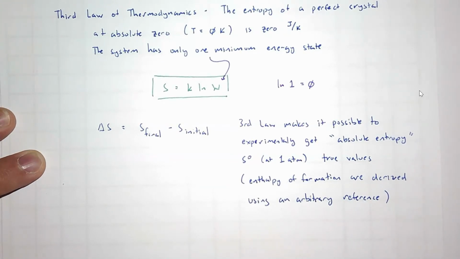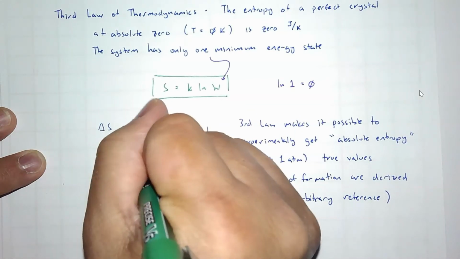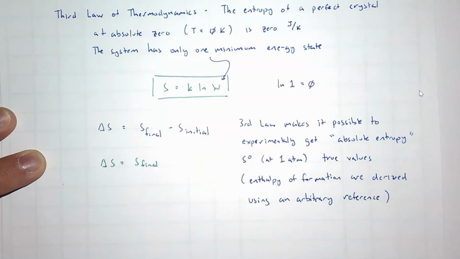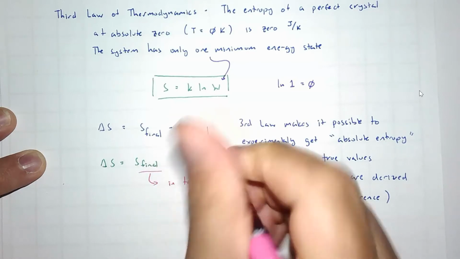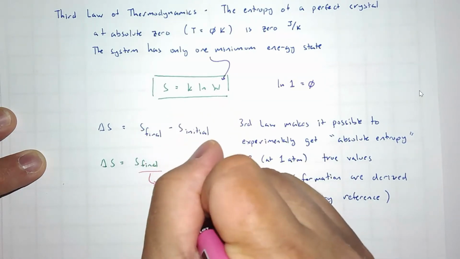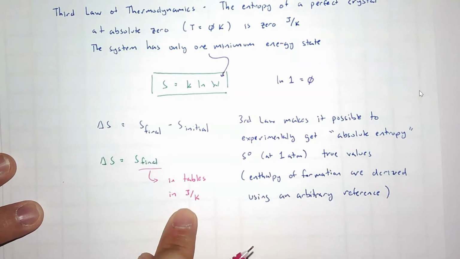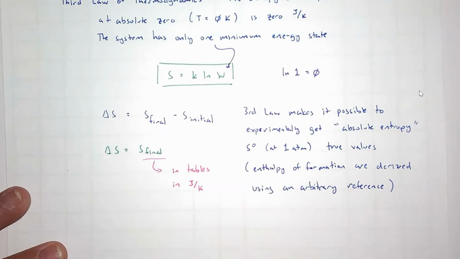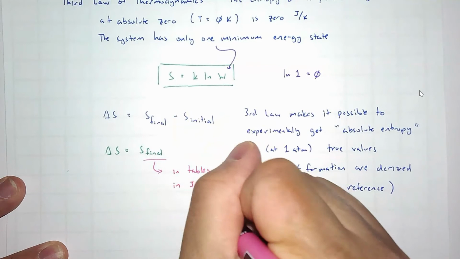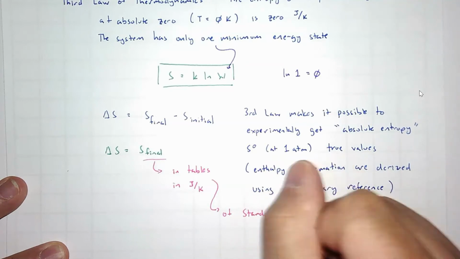Okay, what this means is that, again, if we start with the initial at absolute 0, then the delta S equals the S of the final. And these are the values in tables. And the entropy of those individual molecules are going to be joules per Kelvin. These are tables of, again, standard entropies.